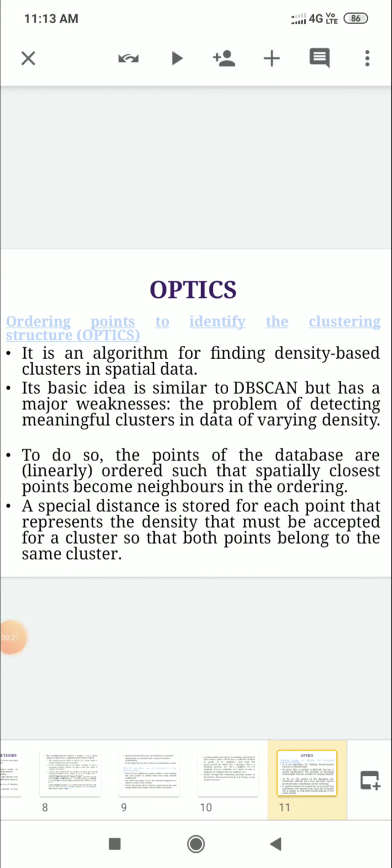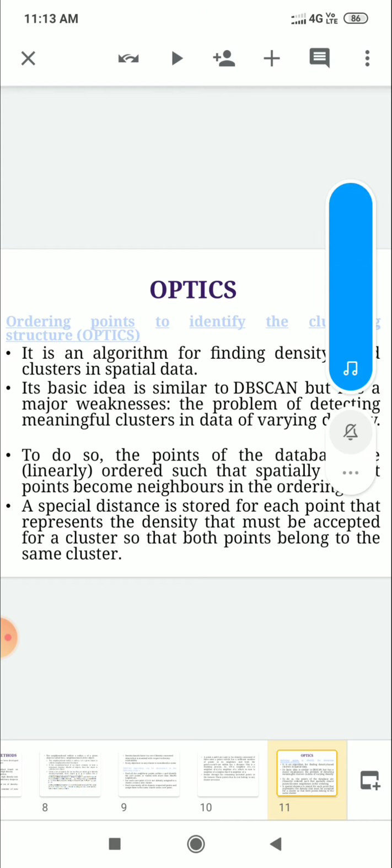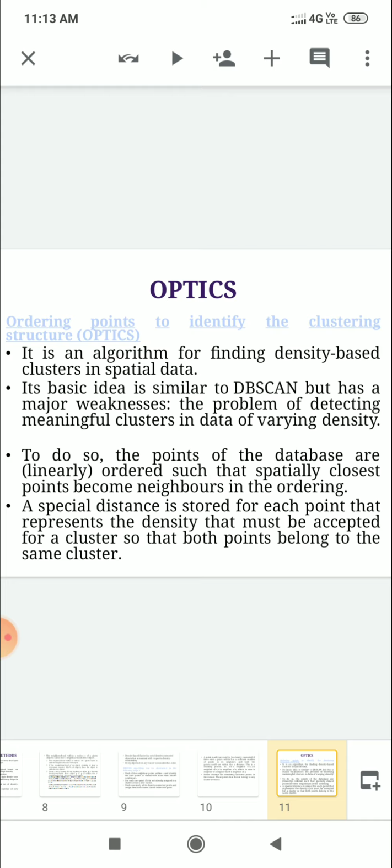Today my video is about the OPTICS algorithm. What is OPTICS? The full form of OPTICS is Ordering Points To Identify the Clustering Structure. It is an algorithm for finding density-based clusters in spatial data.